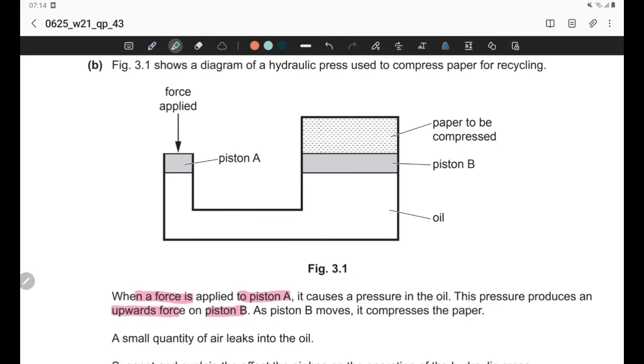So the working of this hydraulic press is explained in the question: when a force is applied, this force causes a pressure in the oil, and due to the pressure in the oil, there will be an upward force acting on piston B, so that piston B will move upward and compress the papers inside here.